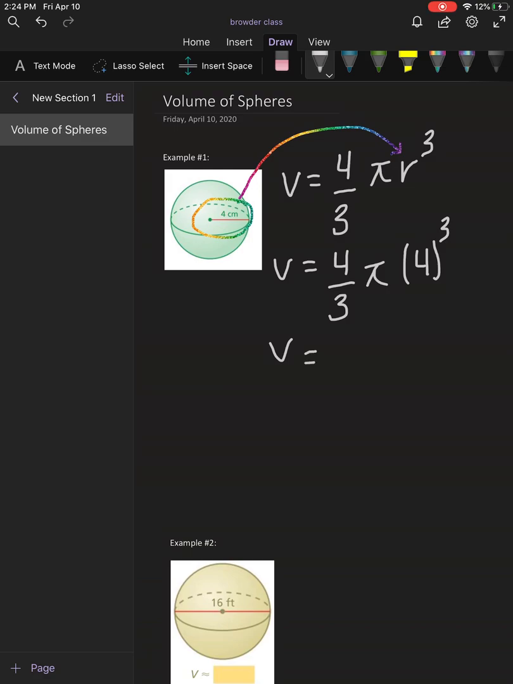So V is equal to 4/3 pi 64. So now from this step right here, we can type this whole big long thing into our calculator and get out our final answer.